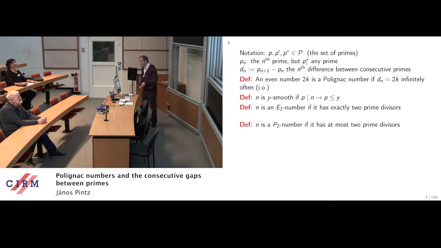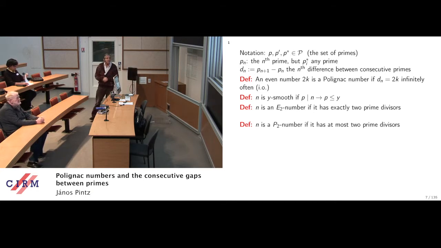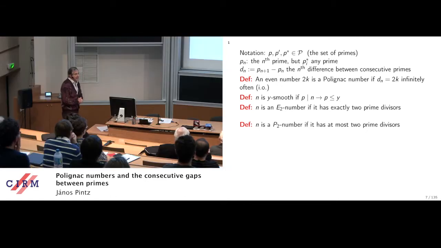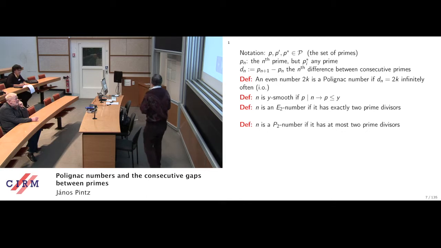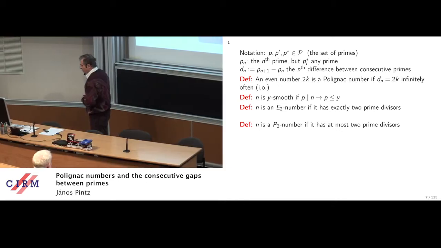So P will denote the prime numbers, and Pn will denote the n-th prime. If I put an asterisk or some other sign, then the index doesn't mean that it's the i-th prime. And I put dn for the n-th difference between consecutive primes. We will call an even number 2k a Polignac number if dn equals 2k infinitely often. You see, this is a far-reaching generalization of the twin prime conjecture, and it was first formulated in 1849 by de Polignac. The definition comes from this source.